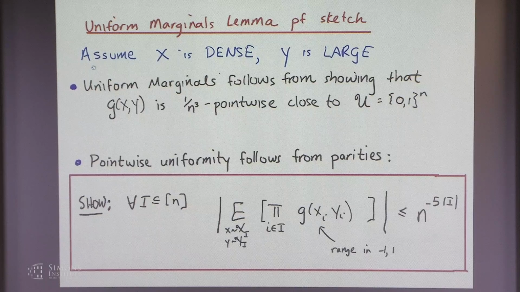Here, x is dense, and what do you know from y? Y just has to be large. Large meaning, of all the 2 to the mn possible sizes it could be, the size of it is like 2 to the mn minus n to the third. So almost full size. Yeah, just think of it as uniform over a large set. Okay. Thanks.